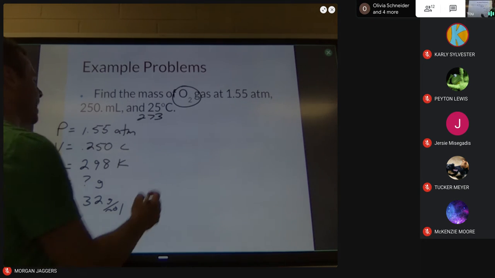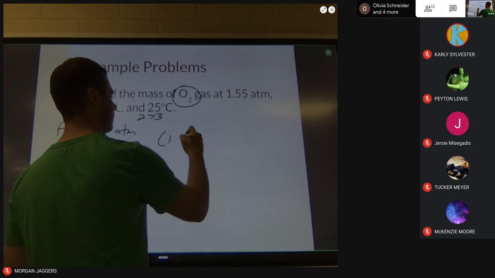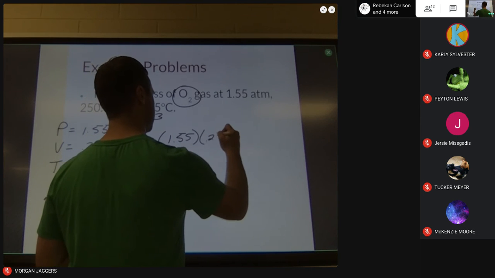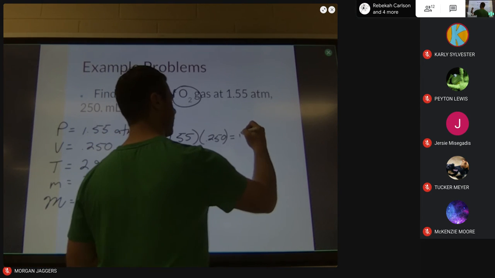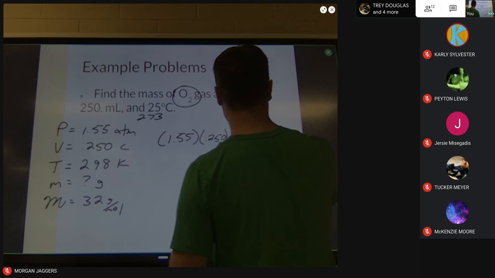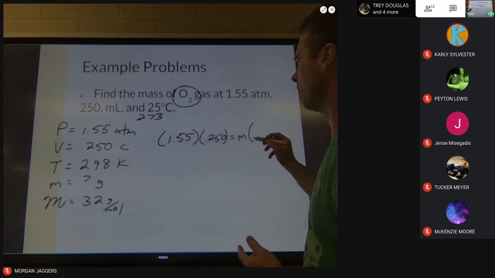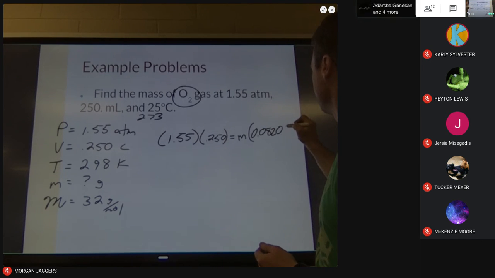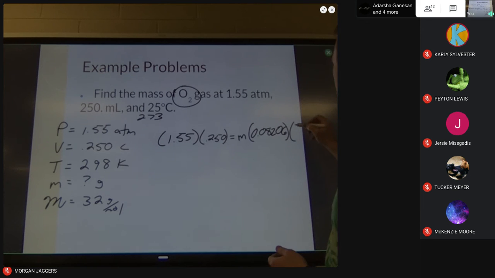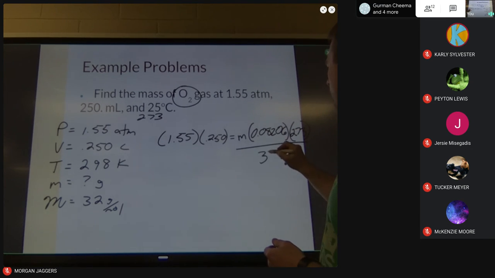So to solve for mass, we would have P times V equals little m over the molar mass times R. The correct R, this is atmosphere, so we've got this one. Times 298, all over 32. So we would just solve for the little m there. I'll do that real quick. If I make a mistake, yell at me.